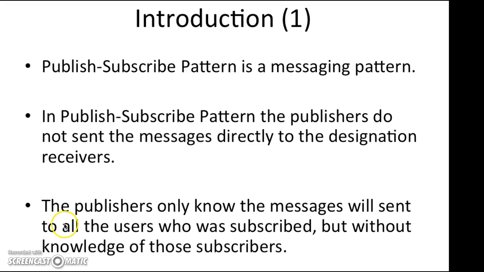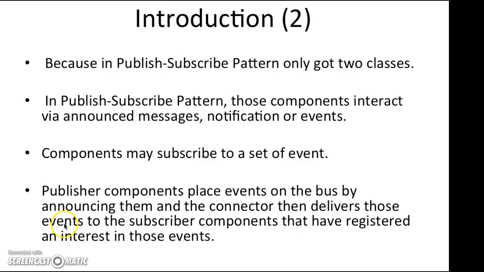In this pattern, the publisher does not send the message directly to the destination receivers. The publishers only know the message will be sent to all the users who subscribed, but without knowledge of those subscribers. Because in this pattern, there are only two classes: the publisher who sends the message, and the subscriber who receives the message. The subscriber will automatically receive the message if the subscriber subscribes to the publisher.